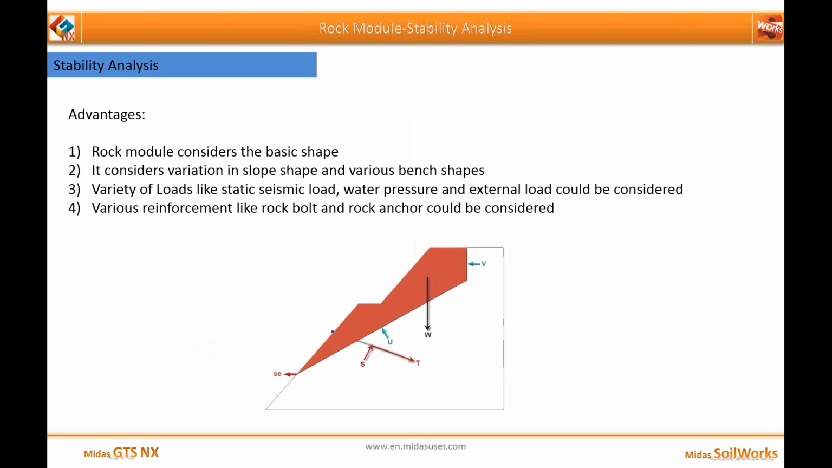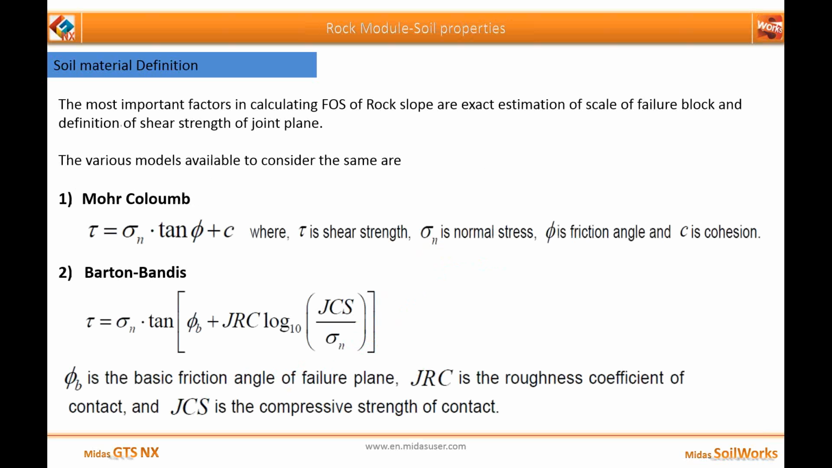So what are the advantages? The rock module considers the basic shape. It considers the variation in the slope shape and the various bench shapes. A variety of loads like static, seismic load, water pressure load, and external loads can be considered, which I will be taking in detail. Various reinforcement like rock bolt and rock anchor could be considered. Now, why we actually needed the rock module was because only Mohr-Coulomb was not sufficient to model the various types of rocks. For example, in this we have the Mohr-Coulomb, the Barton-Bandis, where you can see the equation on which it is considered.